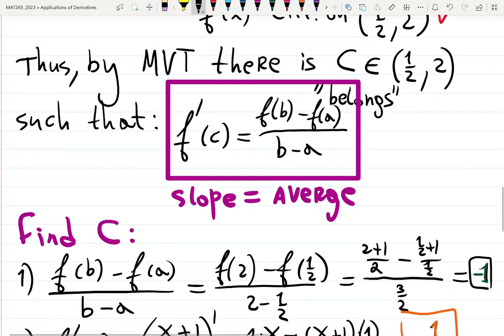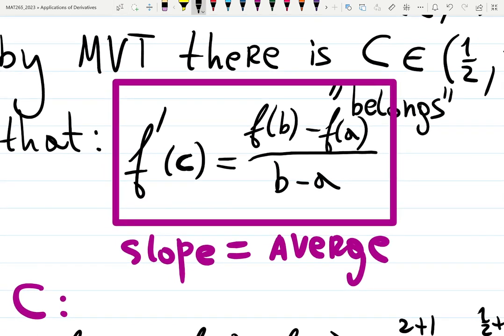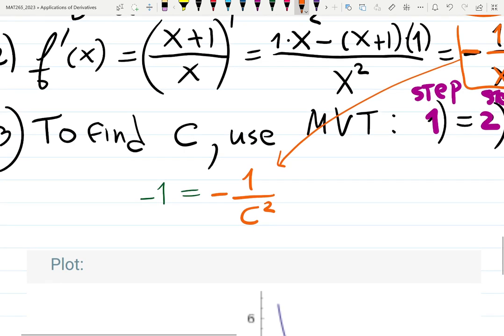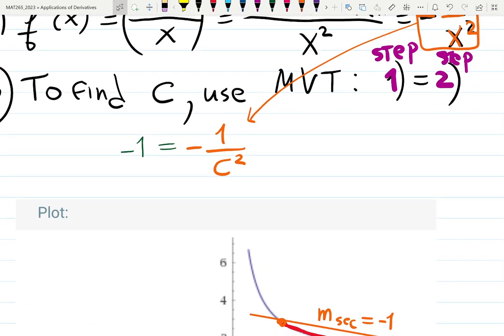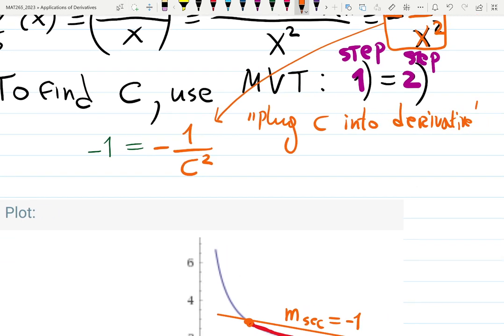Let's stare at the formula again. At C, a derivative matches with the average. Well, we found the average and we found derivative everywhere. So now if I plug C into derivative, it must give me -1. So that's what I did. Plug C into derivative. Maybe I should write down. Plug C into derivative. That will give me moment in time when the average speed of you driving the car matches with the actual speed you were driving the car. Instantaneous speed.